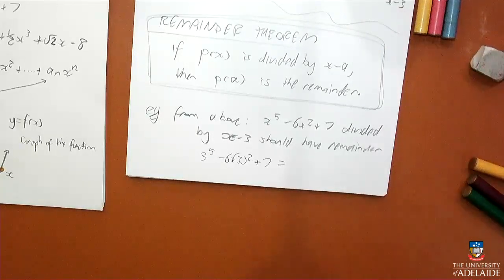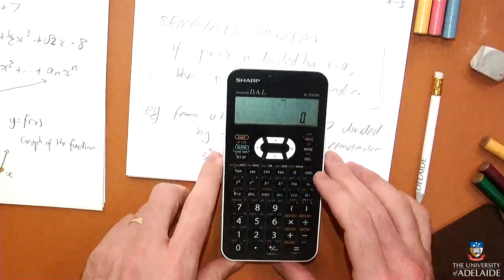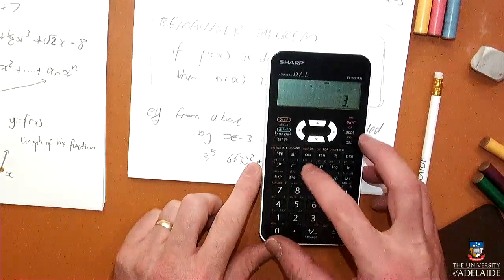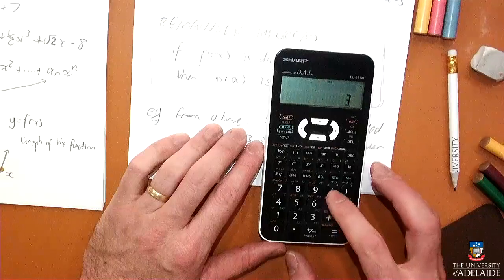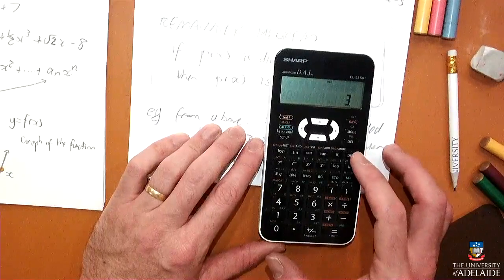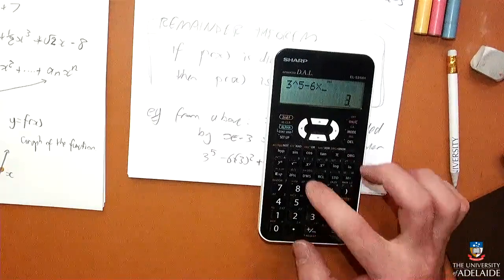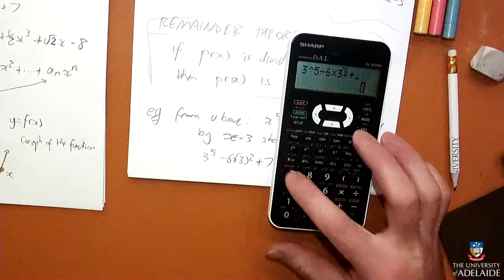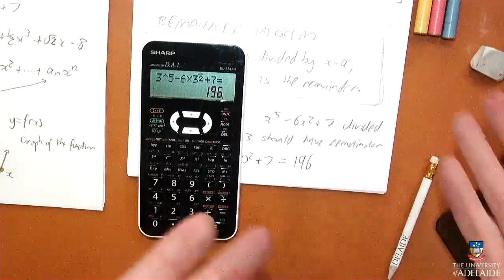I'm just going to get a calculator for this. You can tell I don't use this calculator very often. I couldn't even get the lid off. So, what was it? 3 to the power of 5. Whoops. Where's my powers? Power of 5 minus 6 times 3 squared plus 7 is 196. And so I've at least got the remainder right.